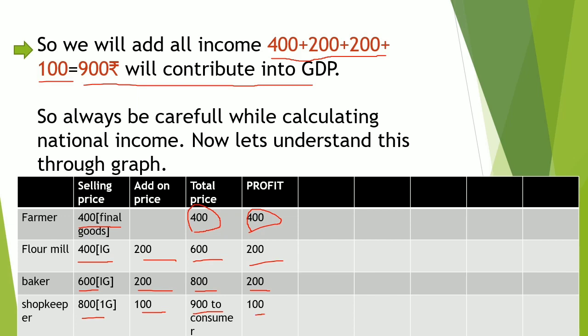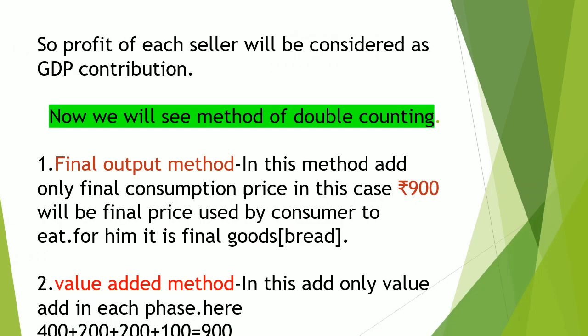So the basic thing is that you have to add only the profit earned by each seller, like the farmer, flour mill, baker, and shopkeeper. Only the profit will be considered as the GDP contribution, not the whole price, because the wheat is the only output produced by the farmer, and in the entire chain of production, wheat is the main product used by each seller. So we will see how we can avoid double counting.